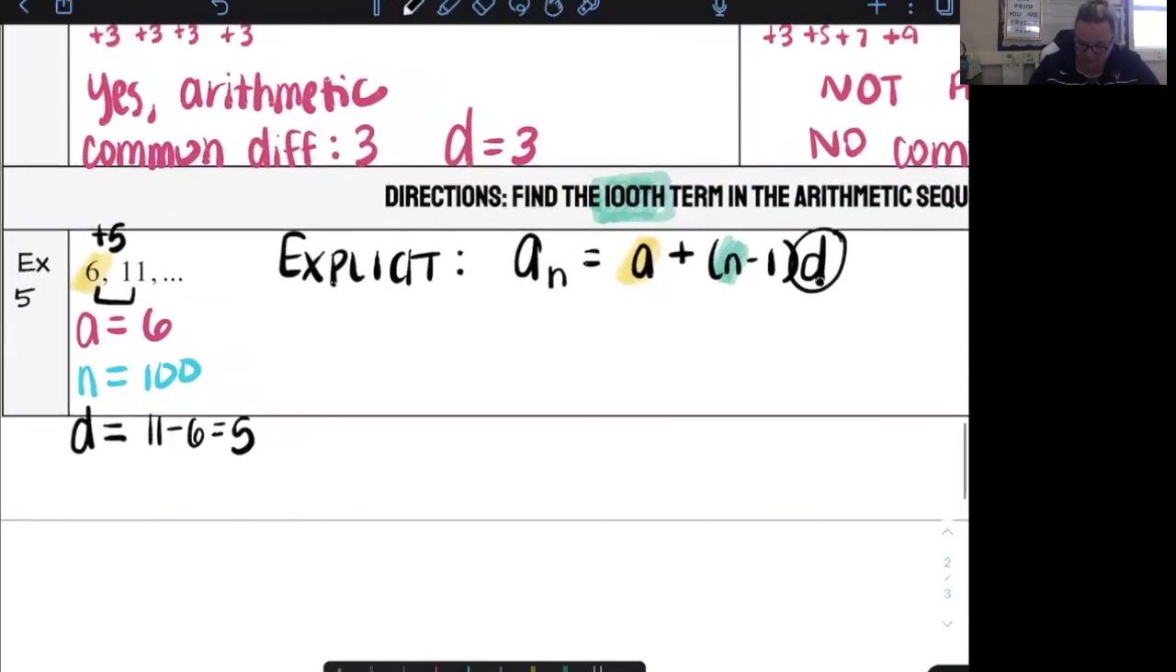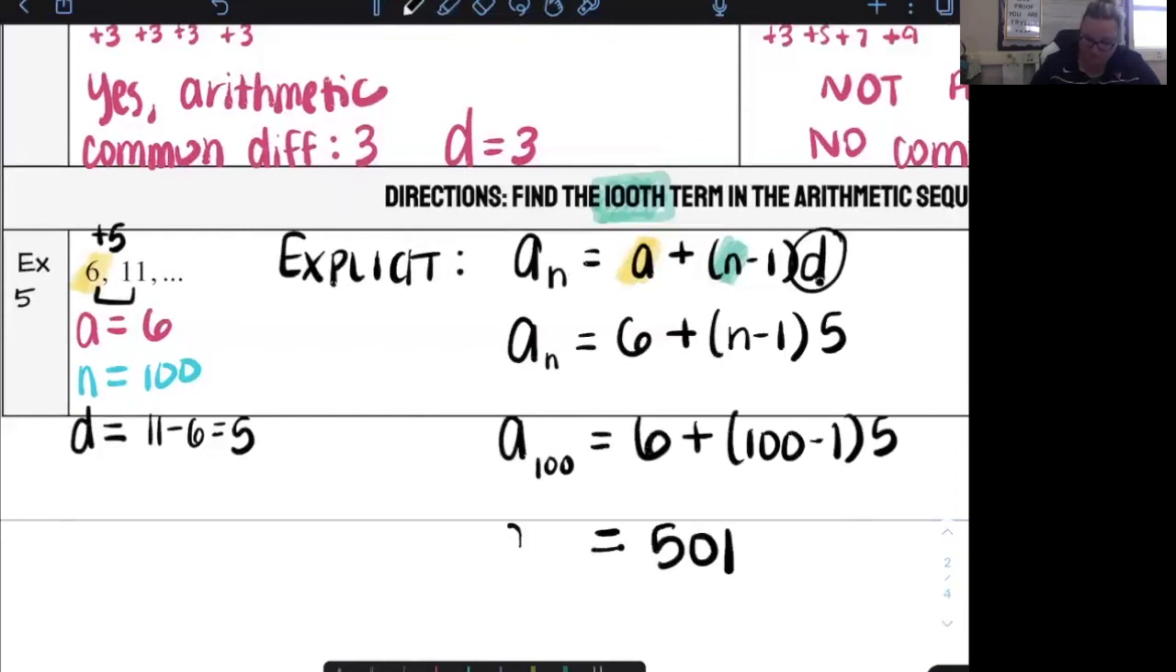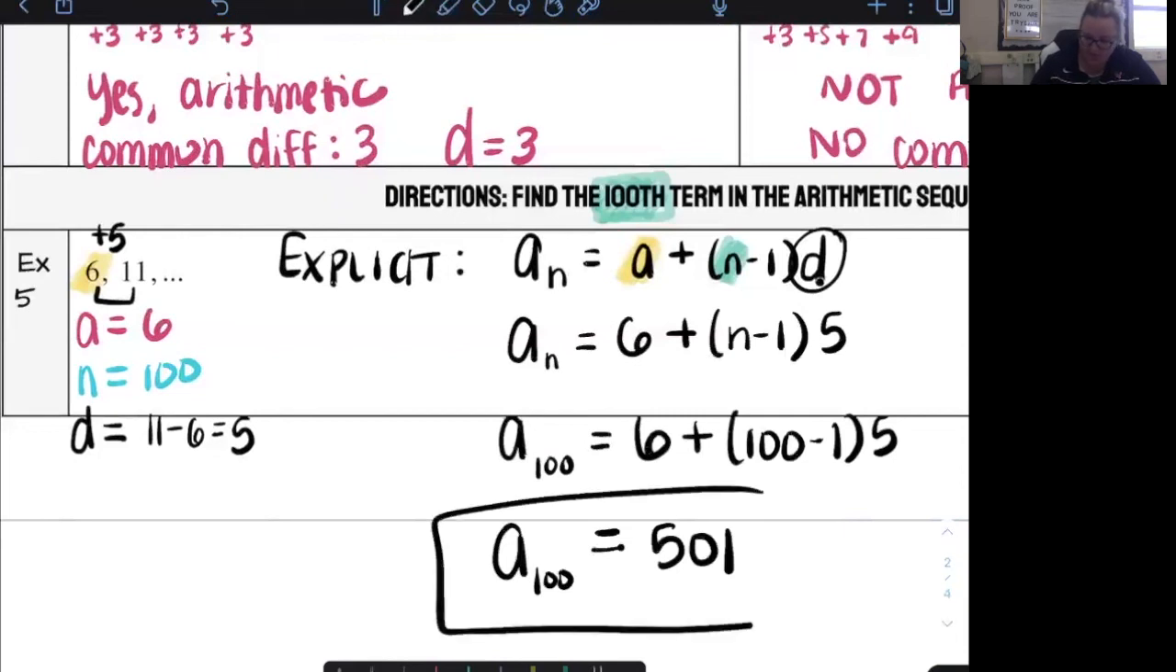Now we're going to plug those things into our equation. So a sub n is equal to 6 plus n minus 1 times 5. Now we're looking for the 100th term, so I'm going to plug in 100 for n: 6 plus 100 minus 1 times 5. That would be 99 times 5 plus 6, which is 501. So our 100th term would be 501.